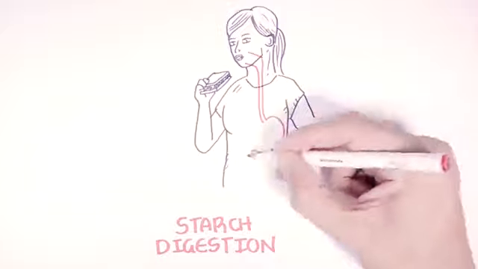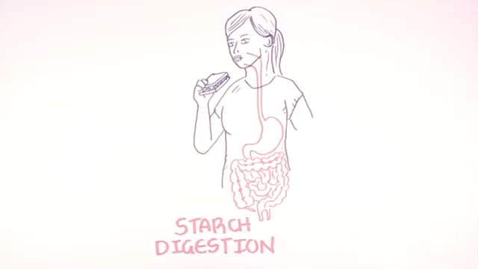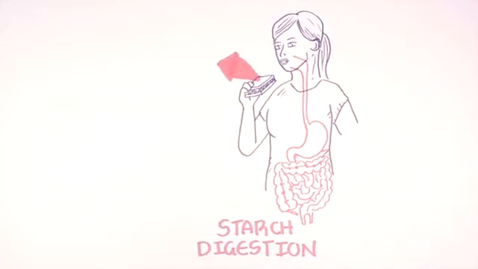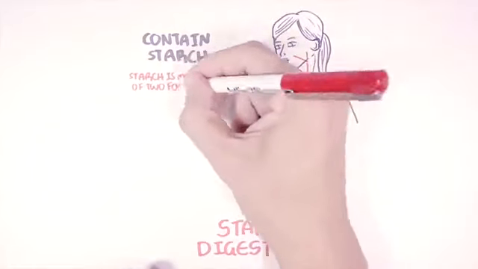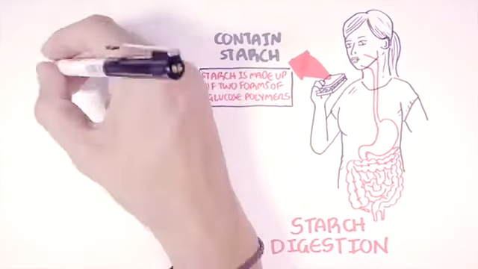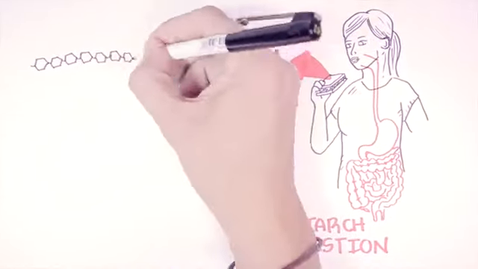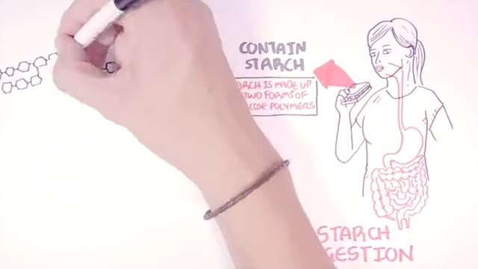So we begin here with a human eating a sandwich. The bread contains starch. Starch is made up of two forms of glucose polymers. These are the linear amylose and the branched amylopectin.